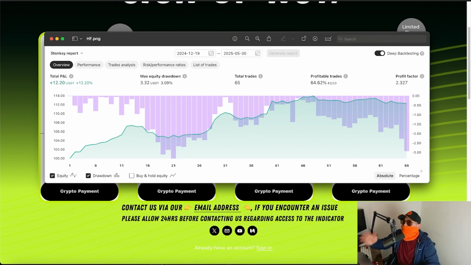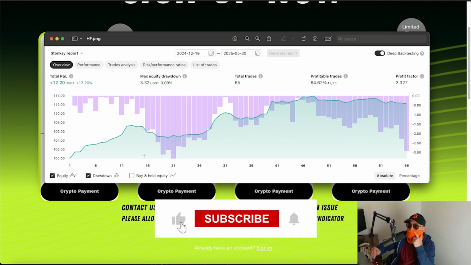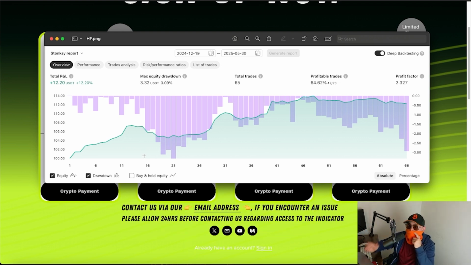Now, as you can see, the bot has returned a total of 12.2% across 25 trades, with profitable trades being 64.62%, with a profit factor of 2.327. Now, what does this mean? Well, it's had a max drawdown of 3.09%, so that at any time, that was the drawdown of the margin in the trading account. As you can see, it started off with $100 and ran all the way up to $112.2.